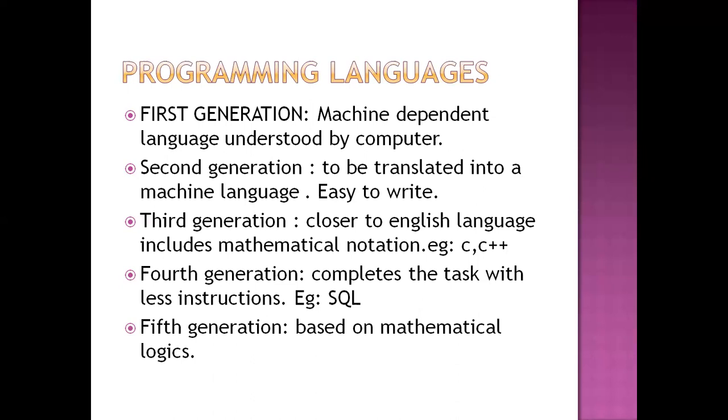Next one is fifth generation language. Fifth generation language is totally dependent on mathematical logic. The questions and commands are portrayed in an interactive manner in these languages. It is totally based on artificial intelligence. Whatever we have seen today, AI, artificial intelligence, is totally dependent on this fifth generation language. Examples for these fifth generation languages are Java, iOS, JS, like that. So this is about programming languages: first generation, second generation, third generation, fourth generation, and fifth generation.